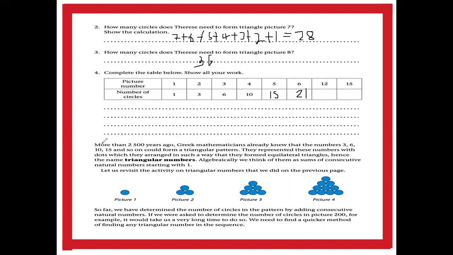Let us revisit the activity on triangular numbers that we did on the previous page. So far, we have determined the number of circles in the pattern by adding consecutive natural numbers. If we were asked to determine the number of circles in picture 200, for example, it would take us a very long time to do so. We need to find a quicker method of finding any triangular numbers in the sequence.